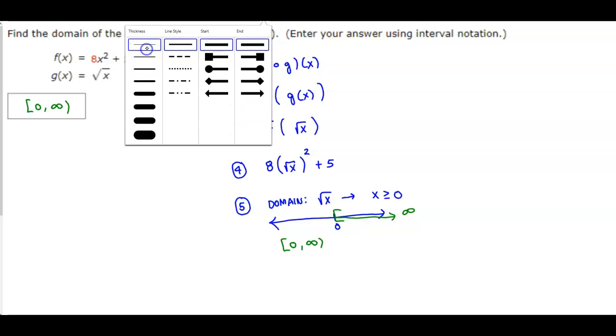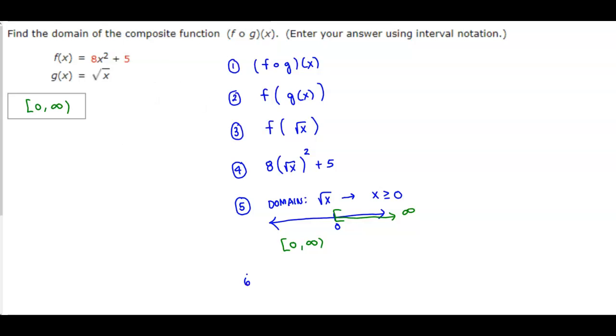And now, just for our own interest, if we wanted to simplify this further, then it would become 8x plus 5. But again, we need to find the domain before we simplify that, and therefore we get the bracket 0, infinity.